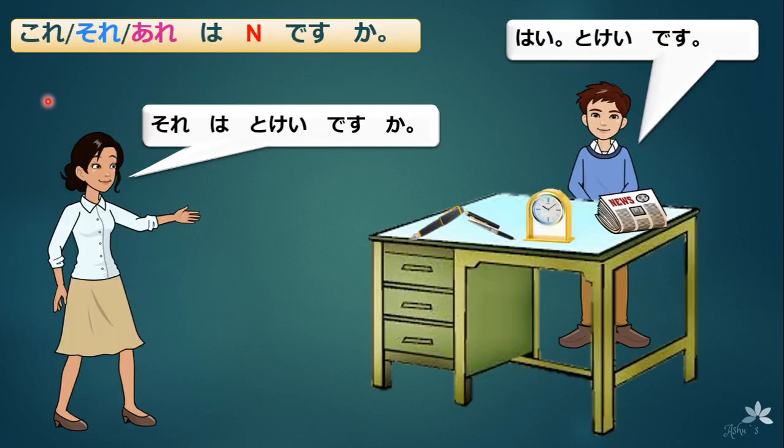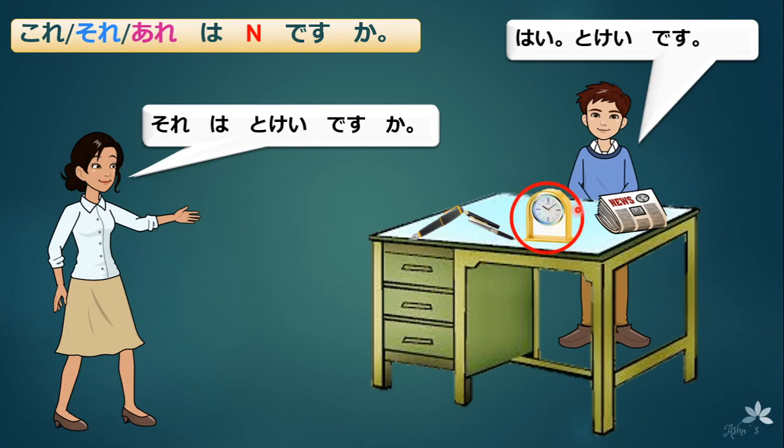Now let's go to a little different sentence. Kore, sore, are wa N desu ka. To ask if something is what you are saying. Is that a pen? Is that a pencil? Make sentences in that way. Now here on this table there are a few things and this lady asks about those objects and the boy here will reply to her.